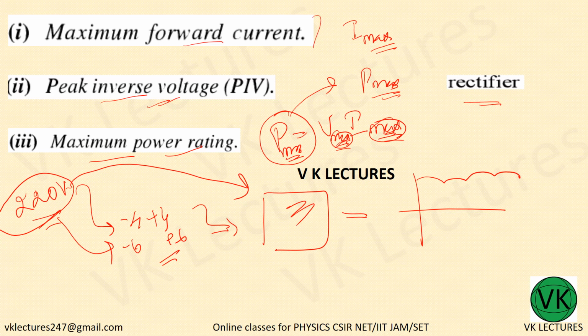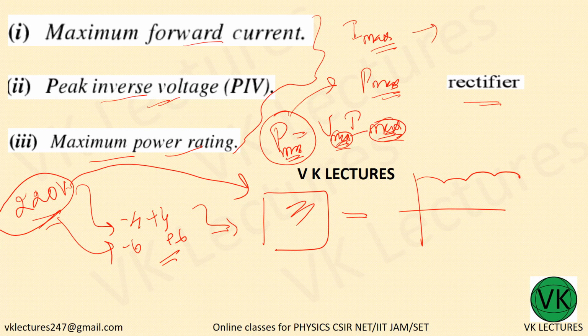All these parameters will be described when you go to a shop and buy this diode. They will tell you the maximum power rating and peak inverse voltage. If you are using it for rectification, they will tell you about the peak inverse voltage. If you are asking for voltage stabilization, they will ask you for the maximum power rating.